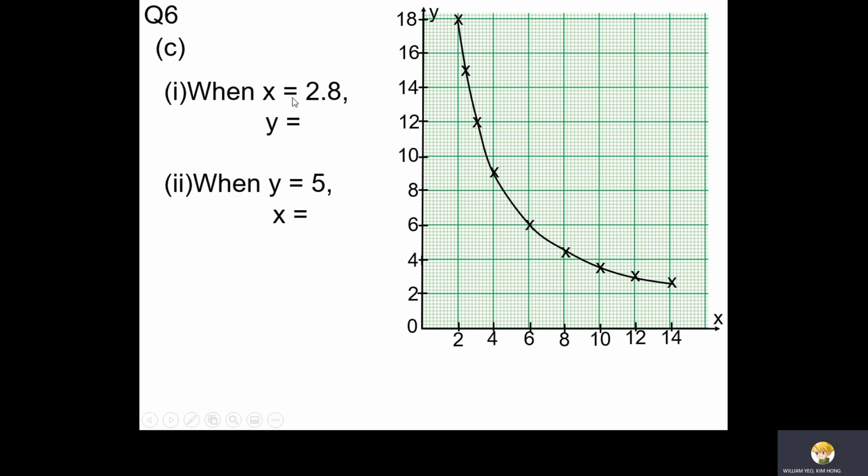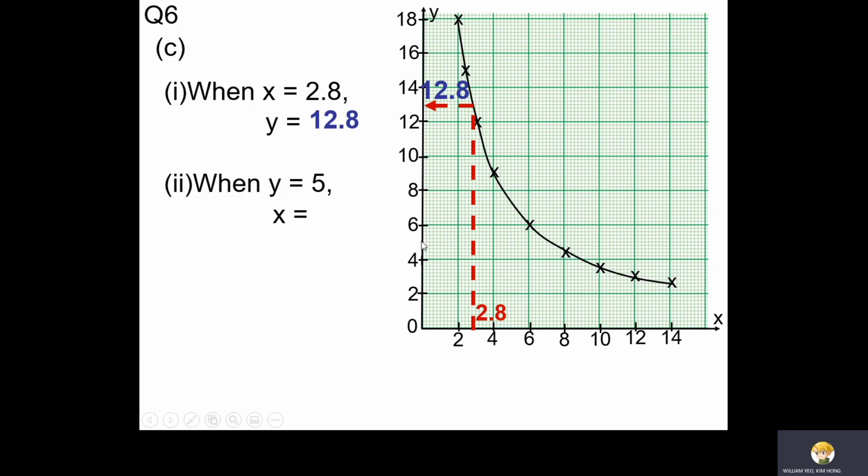X is 2.8, nothing special, right? X is 2.8, nothing different. Somewhere here at 2.8, go up. Okay, read the Y. 12.8, alright? 1 mark. Y is 5, here. Y and X, you have to differentiate them. If X is 2.8, you don't look from here, okay, it's X.